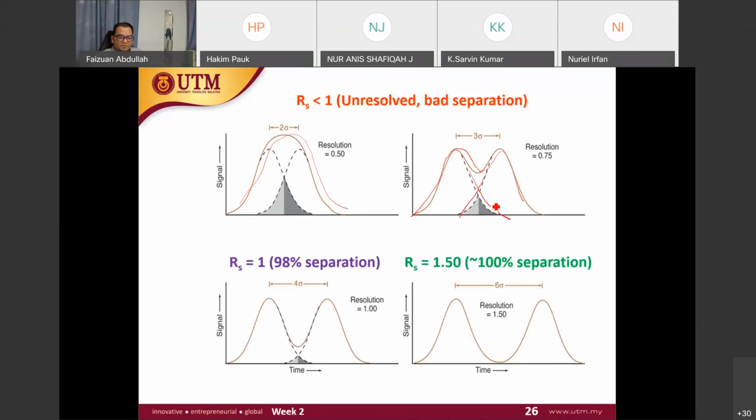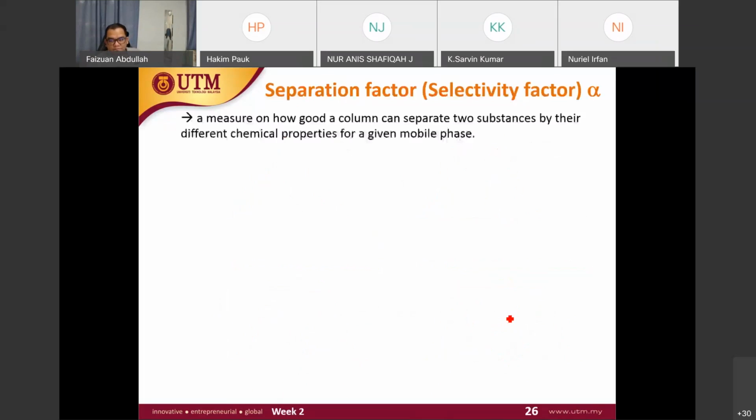Okay, if RS is equal to 1, this is 98% separated, but there is still overlap. And RS of 1.5 is the starting value of completely separated, well separated compounds. This is the minimum required value for RS. 1.5 means that it starts to be well separated.